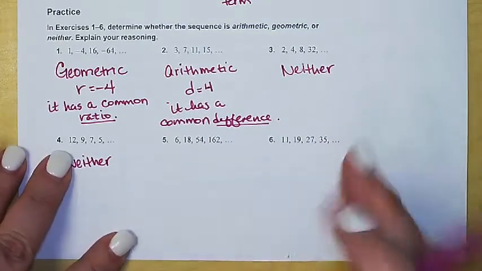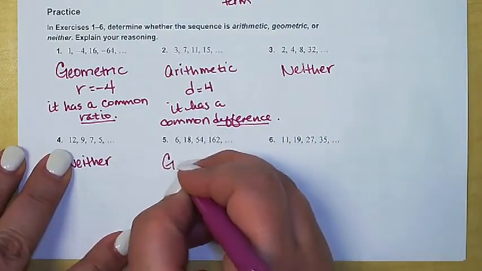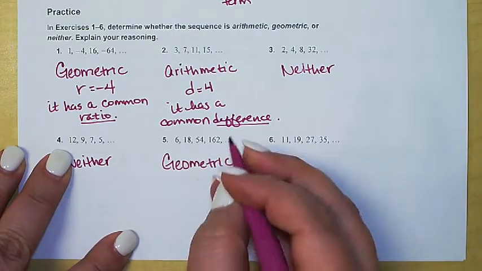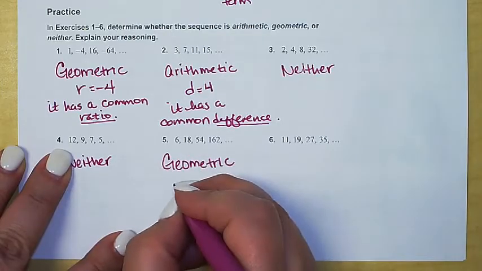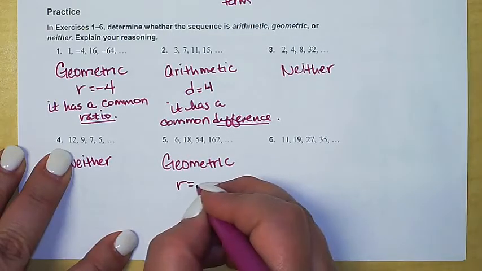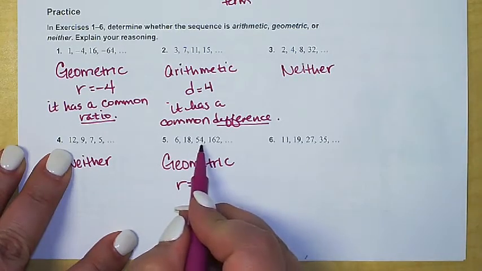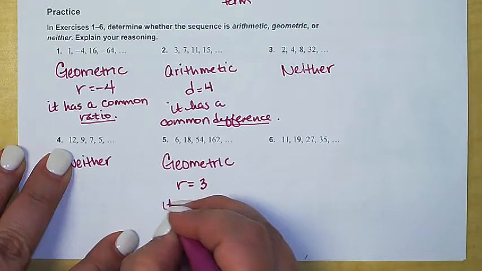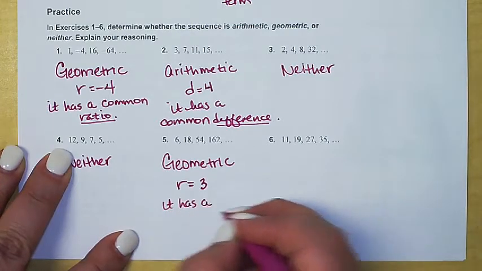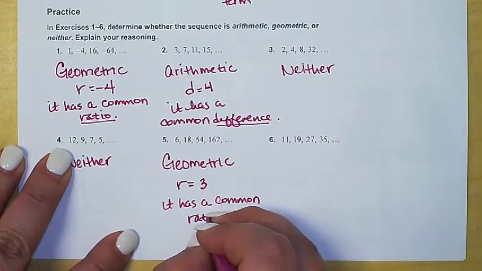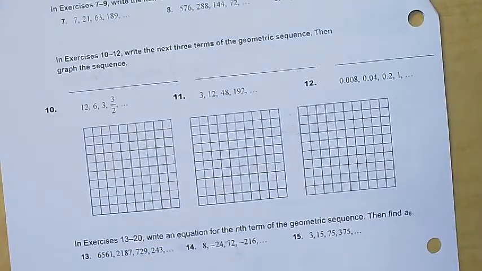Okay, so on number 5, if you determined that this was geometric, then we're in great shape. This did have a common ratio, that's an R value, of 3. So 6 times 3 is 18, 18 times 3 is 54, 54 times 3, and so on. So it has a common ratio. Okay, all right. Flip it over. Let's go to the next section here.